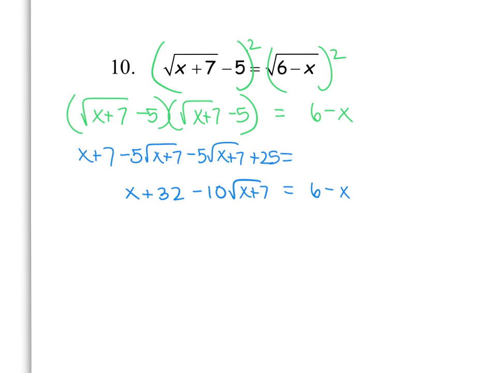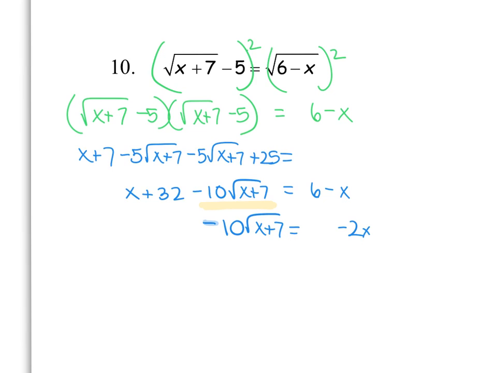Now, what has happened? We have another radical right here. So it's kind of like starting the other problems all over again. We need to get it by itself. So I'm going to move everything else except that to the other side, okay? So when I do negative x minus x gives me negative 2x.